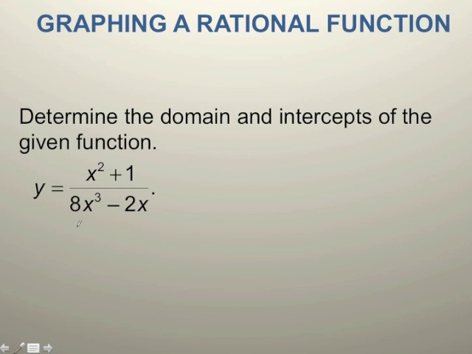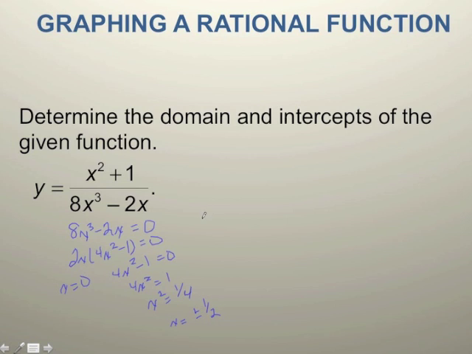Well, for the domain, if we have 8x cubed minus 2x equal to 0 and solve that, we could factor out a 2x and we'll get 4x squared minus 1 equals 0. So this tells us x equals 0, and 4x squared minus 1 equals 0. We have 4x squared equals 1. X squared is 1/4, so x is plus or minus 1/2. X cannot equal 0, x cannot equal plus or minus 1/2.